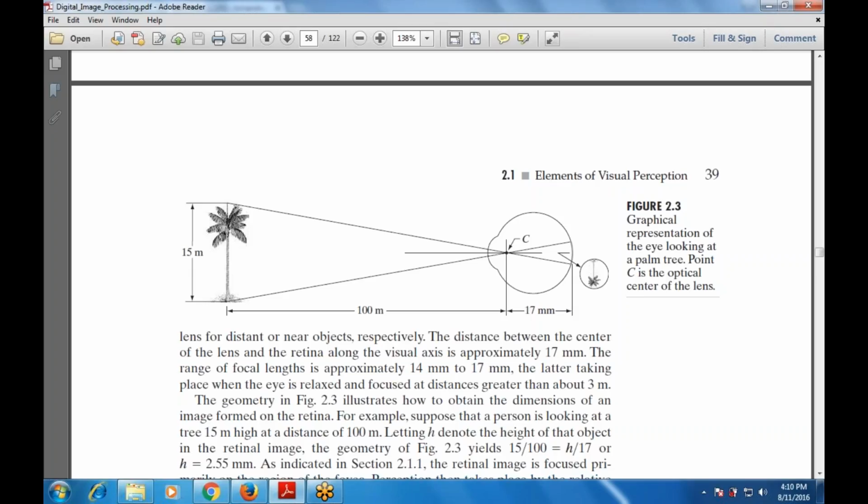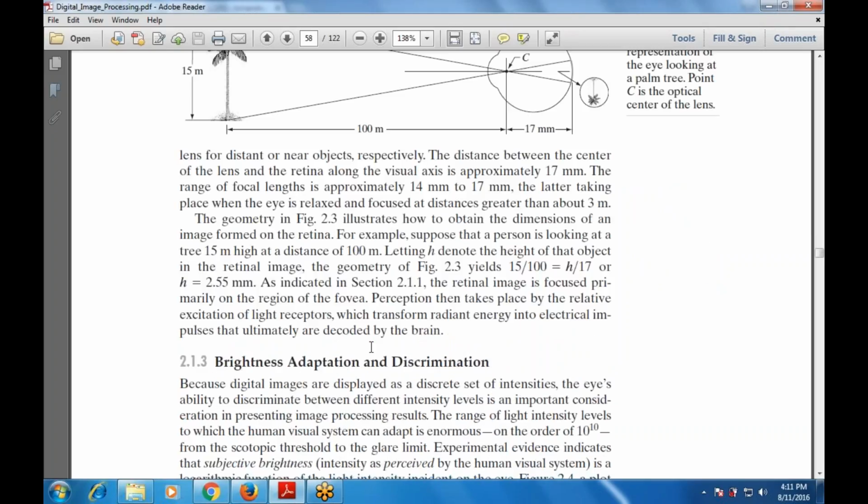Talking about the geometry in Figure 2.3, it illustrates how to obtain the dimensions of the image formed on the retina. For example, a person viewing the tree from point C. If I denote the height of that object by h, the geometry gives 15 upon 100 equals h divided by 17, or h equals 2.55.